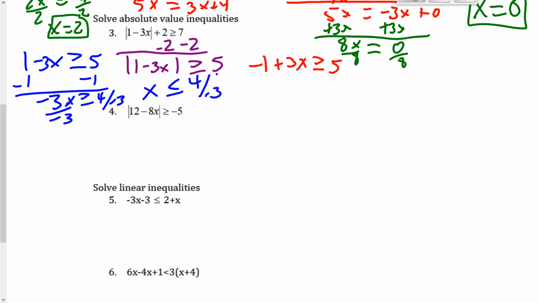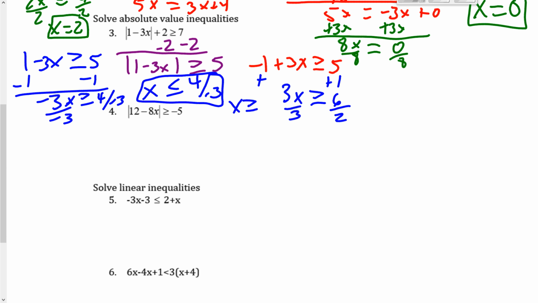So there's one answer. And then this one I go ahead and solve. So 3x is greater than or equal to 6. So my second one is x greater than or equal to 3. Oh, I divided by 3, so it's 2. So those are my two answers.